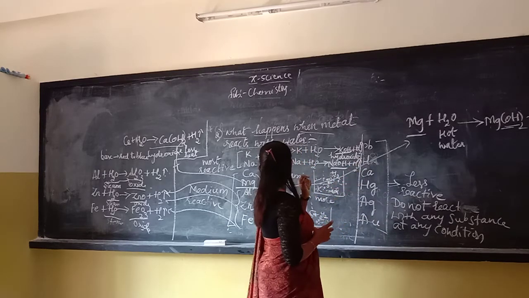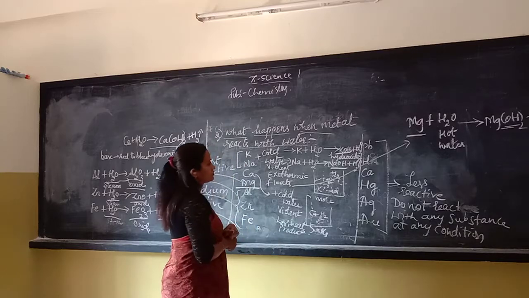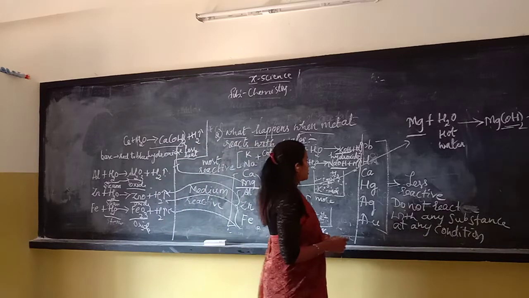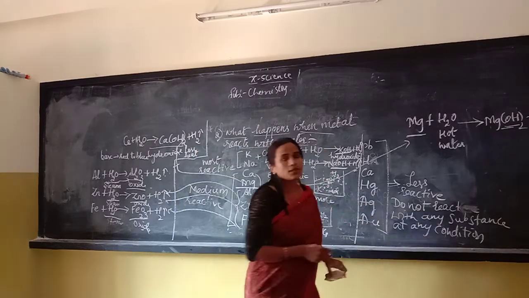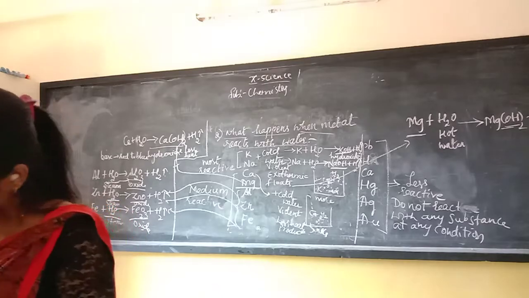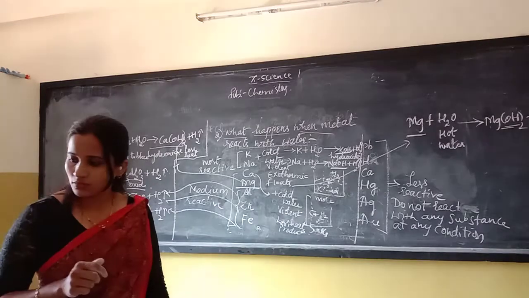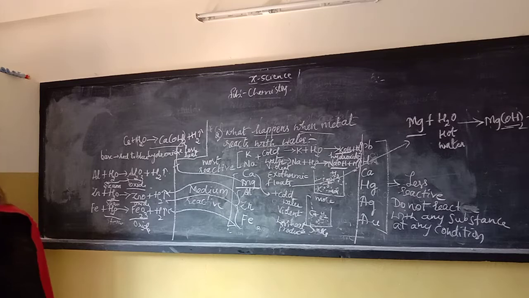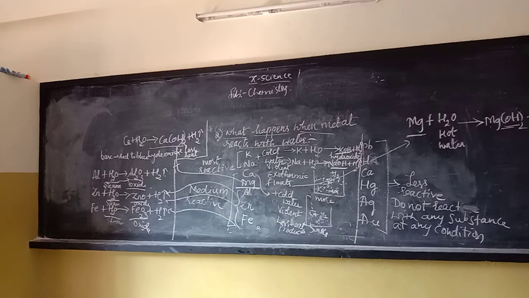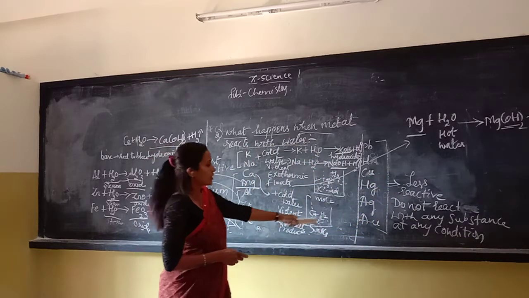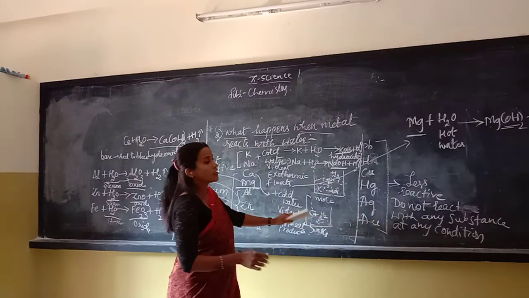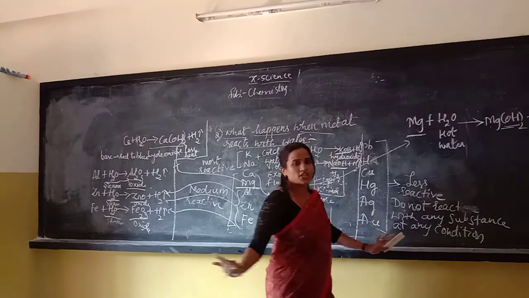Then Hg, mercury, silver and Au, and copper. Okay. So these are the less reactive metals. They do not react with any of these substances, so no reaction in this.